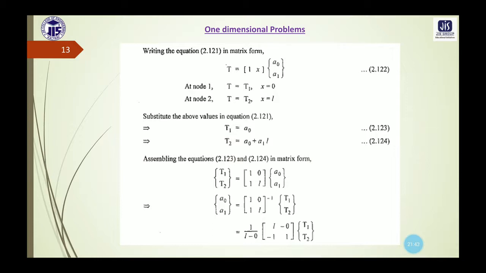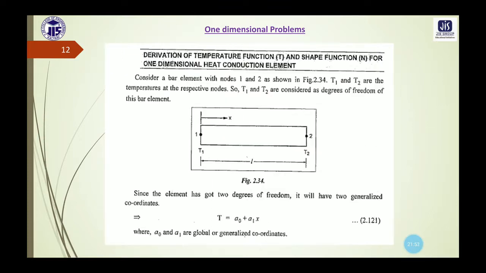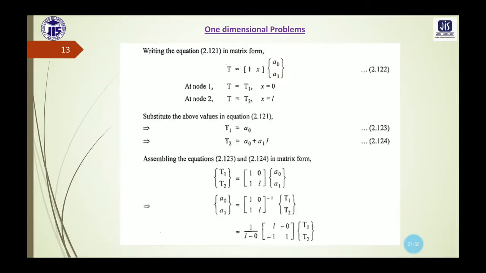If we put the boundary conditions in the earlier equation 2.121, that means in this equation T equals A0 plus A1x, here we need to put the boundary condition corresponding to node 1 and node 2. So after putting the boundary conditions, we get T1 equals A0 and T2 equals A0 plus A1L. So these are the two different equations we are getting now.